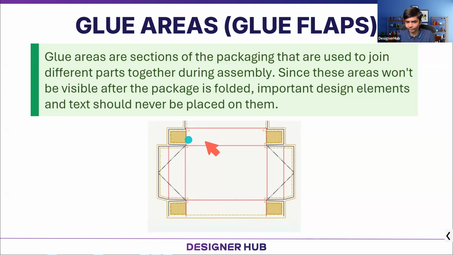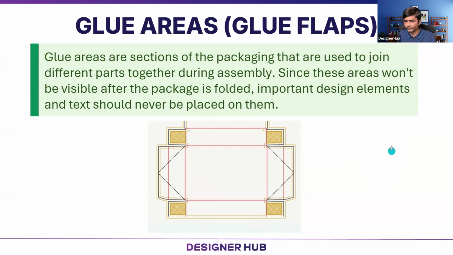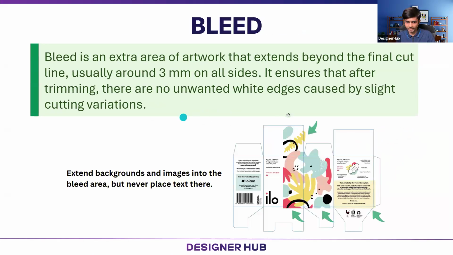So now if you see, the red lines are fold lines, the outermost cut line, the entire thing, is the die line, and this is nothing but the glue areas. Clear? Can I go further? Let's go. Then comes the bleed.